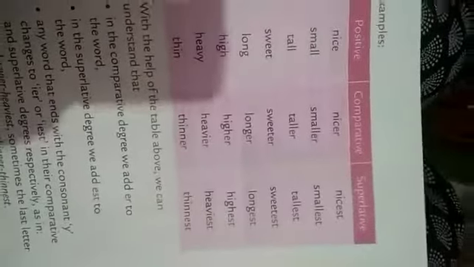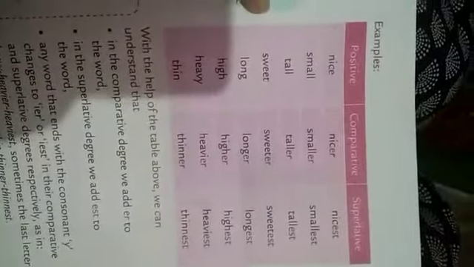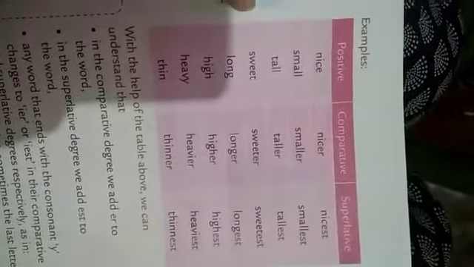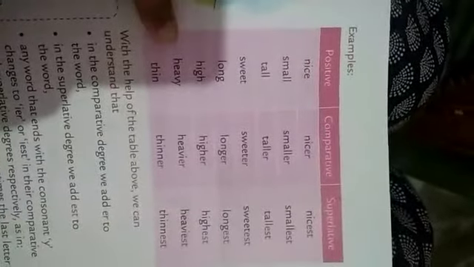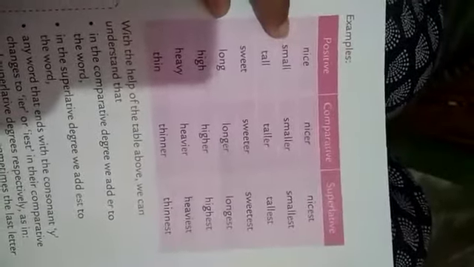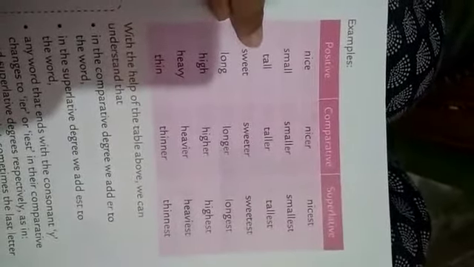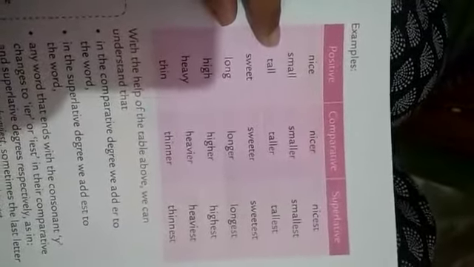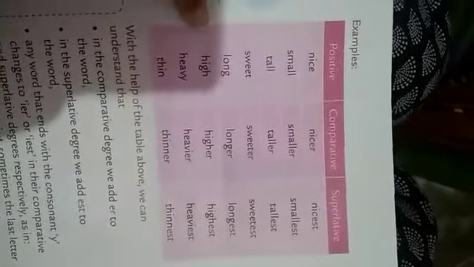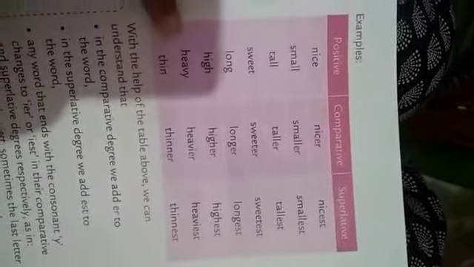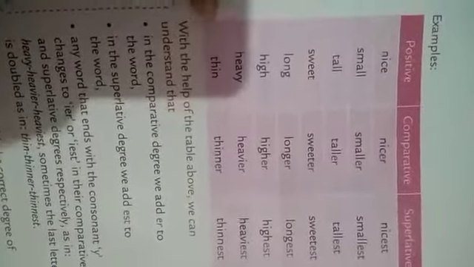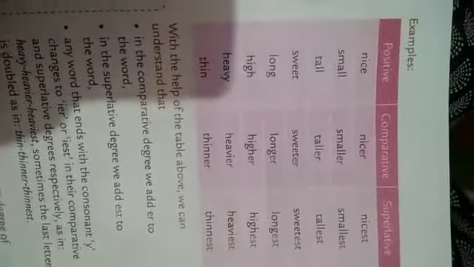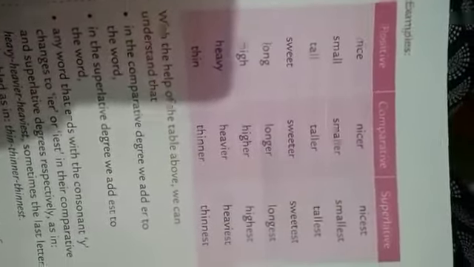See some examples. Nice for positive, nicer for comparative, nicest is for superlative. Similarly, small, smaller, smallest. Tall, taller, tallest. Sweet, sweeter, sweetest. Long, longer, longest. High, higher, highest. Heavy, heavier, heaviest. Thin, thinner, thinnest. So these examples tell about the 3 degrees of comparison, that is positive, comparative, superlative.